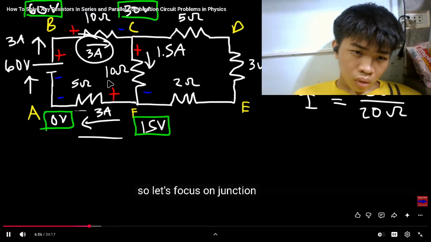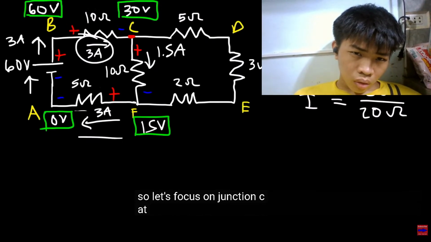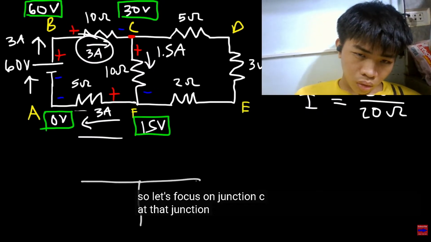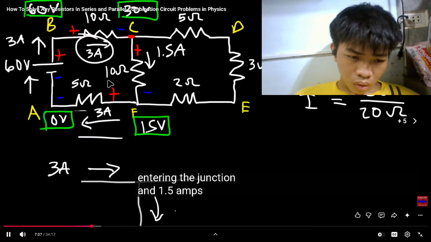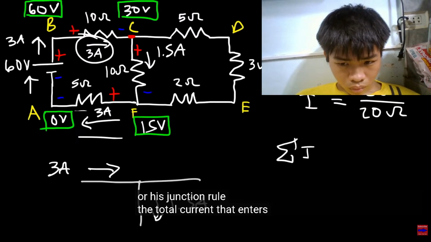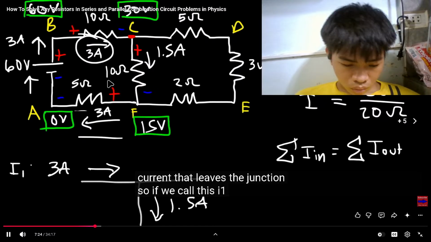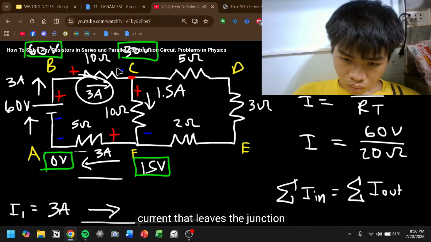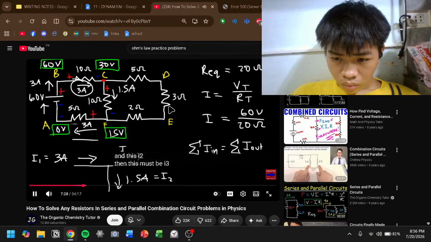So let's focus on junction C. At that junction, we apply the junction rule. The total current that enters, call this I1 and this I2, then this must be I3.